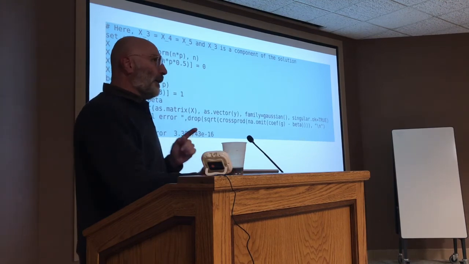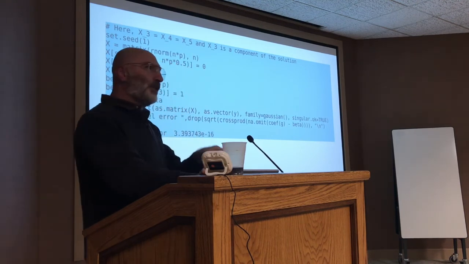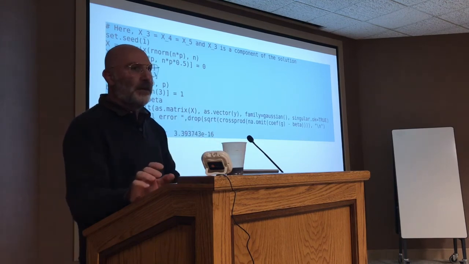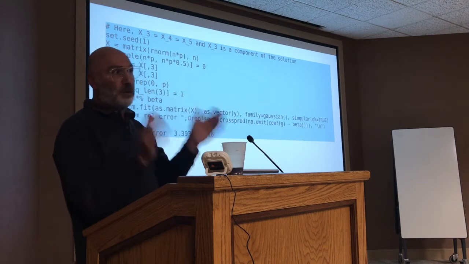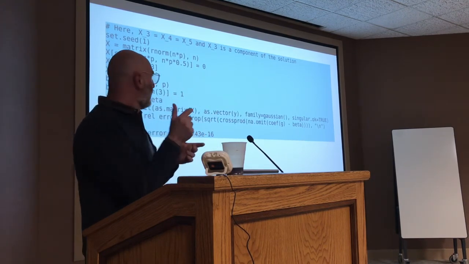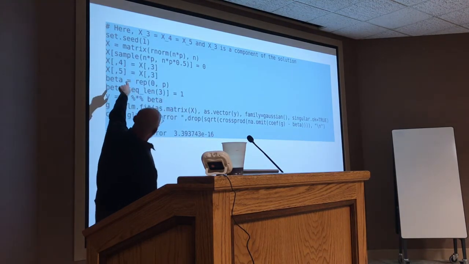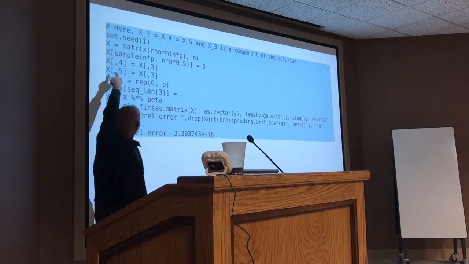But if you just throw R at it, R does something different. It's really interesting. R does pick out a subset of columns for you, but not using any information. It picks them in the order that the columns are presented. So here's a problem where the third column, the fourth column, and the fifth column are all the same. They're all just the same column.